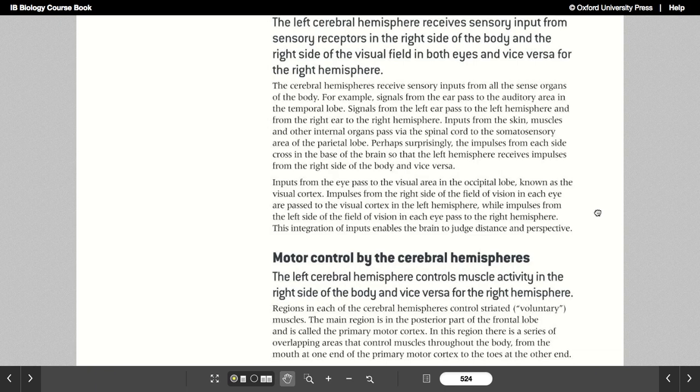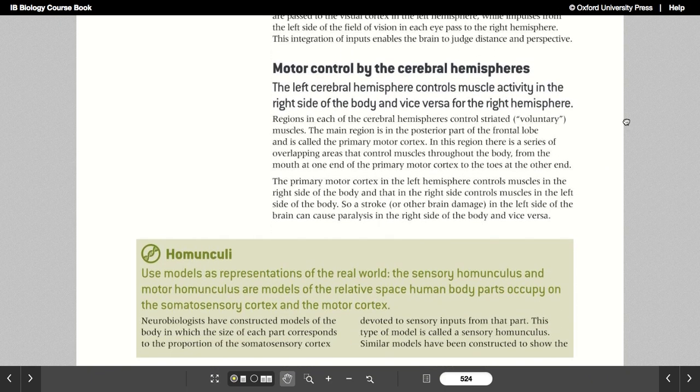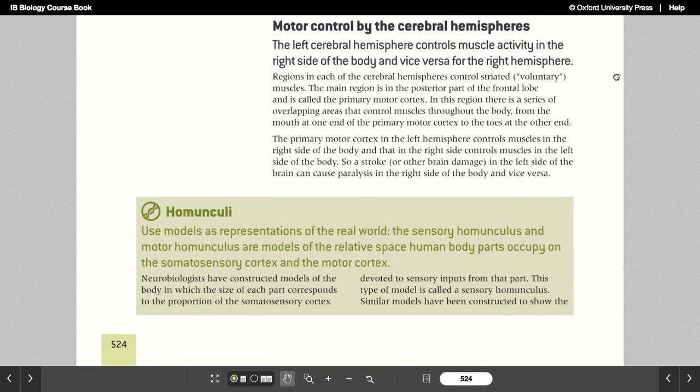Okay, we've talked about this before. Left side of the brain gets information from the right side of the body and vice versa. And motor control by cerebral hemispheres. The interneurons of your brain will connect to a motor neuron, which will go out and connect to the muscles of our body. And the left side controls the muscles on the right side, and the right side controls the muscles of the left side.